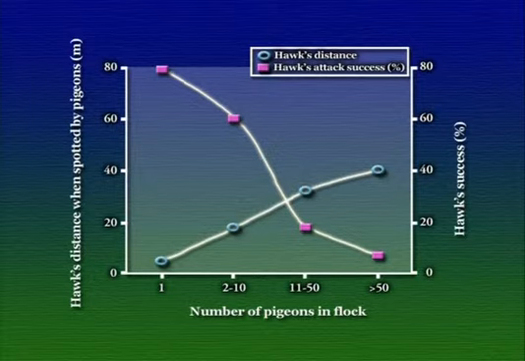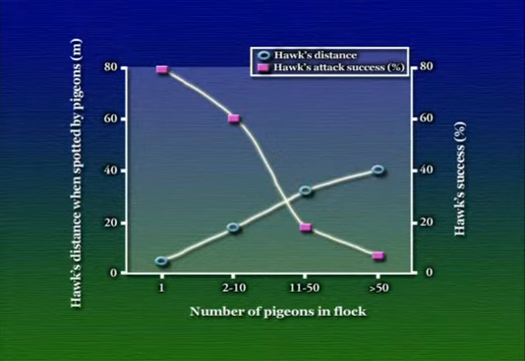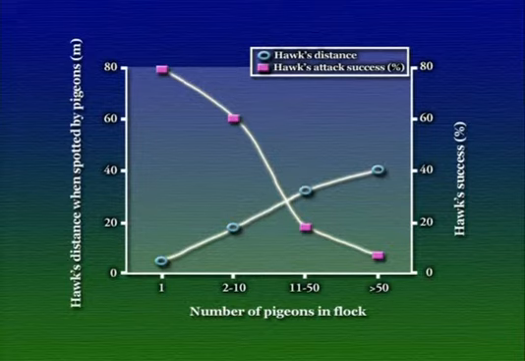And of course, because the group detected the predator at a greater distance, it had more time to take evasive action, to go on the ground, to get into cover, and make it impossible for that predator to take any one of those individuals.